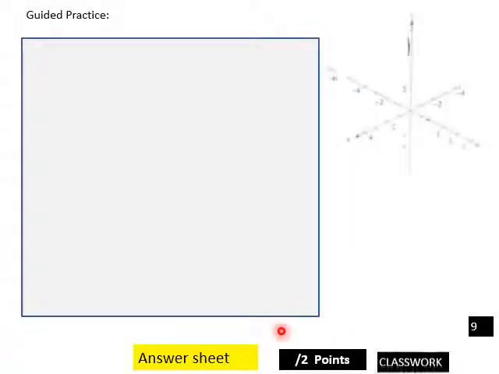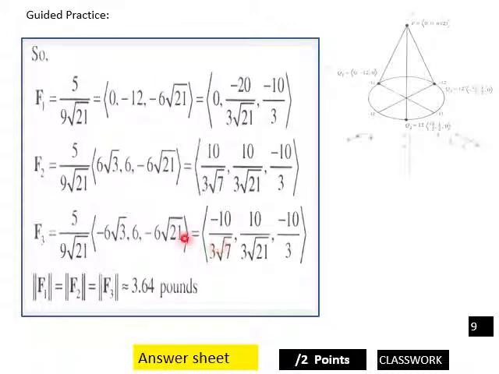Knowing that number, we can now use it in front of each one of these vector components and come up with these numbers out here. When we calculate these out, we'll have F1 equals F2 equals F3 equals 3.64 pounds when we set that up in a symmetrical system. So we end up with 3.64 pounds on each one of these chains.